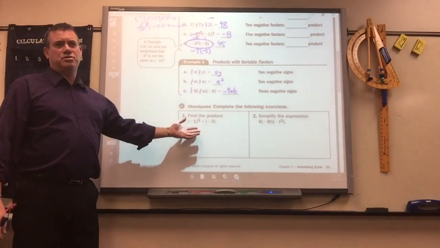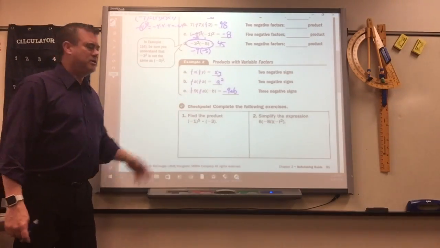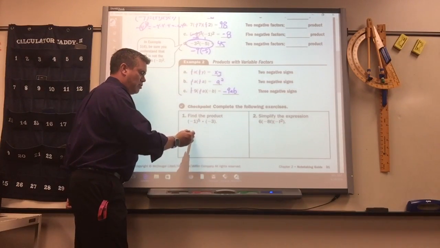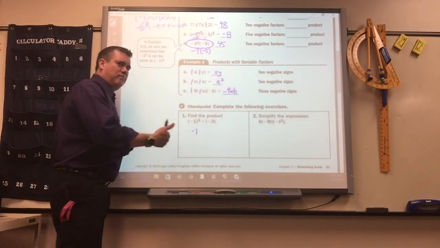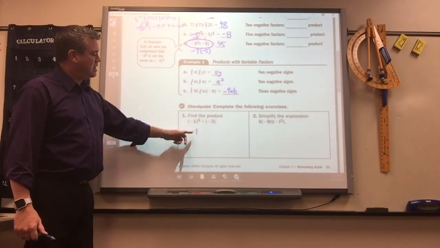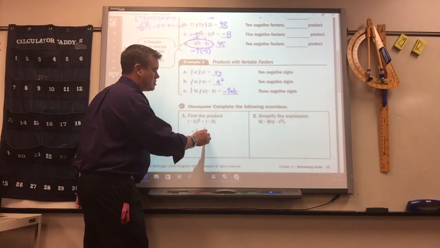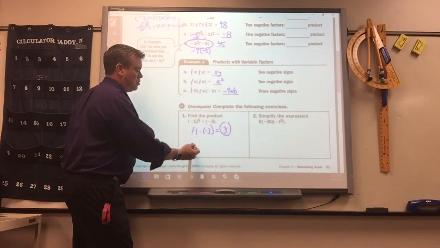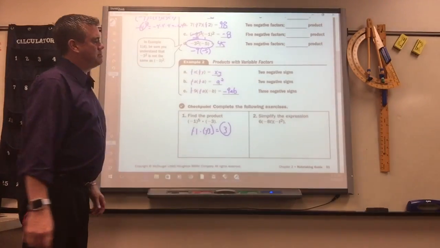So some of it, it's just using real numbers. You can use a calculator. Just remember the sign. Negative 1 to the fifth will give you negative 1. It's negative 1 times negative 1 times negative 1. There's 5 of them, so whenever it's odd, it's negative. Times negative 3 is positive 3. 2 negatives multiplied make a positive.